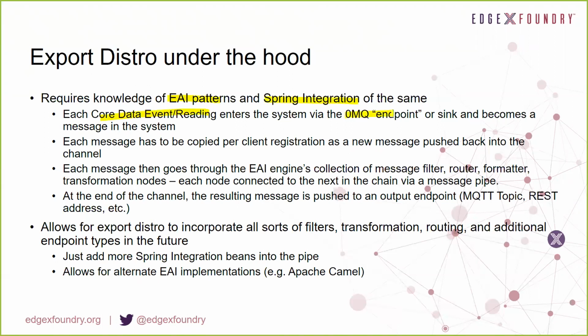a 0MQ endpoint. Then at that point, it enters into that big long collection of what we'll call nodes, or EAI nodes, that do the transformation, the filtering, the copying, all that type of work. We're going to take a look at one of those nodes here in just a second. So after each core data reading comes through, gets copied for each of the client registrations and then pushed back into that channel, that's when each of these nodes that do the message filtering, routing, and formatting actually kick in and do their work.